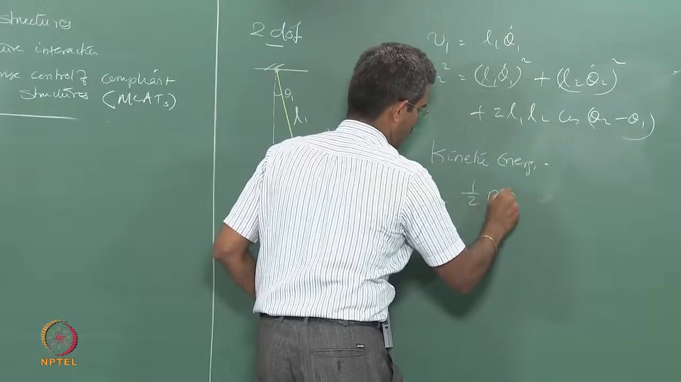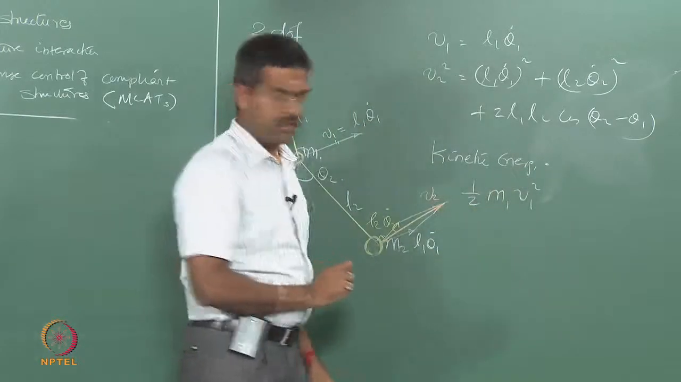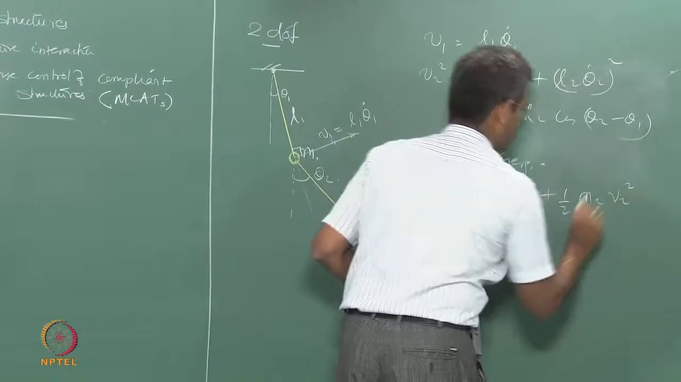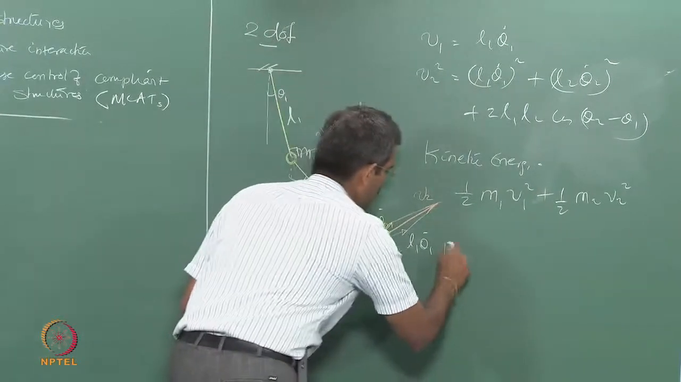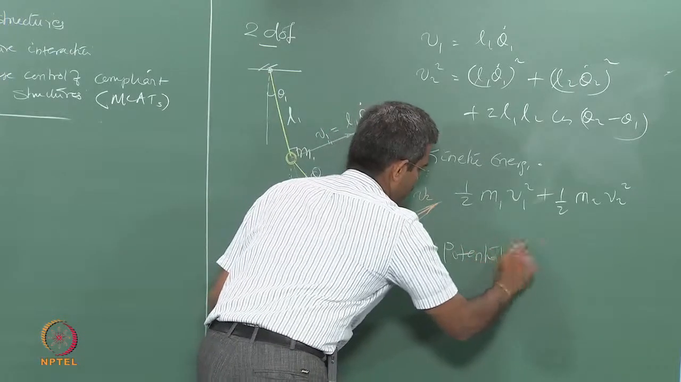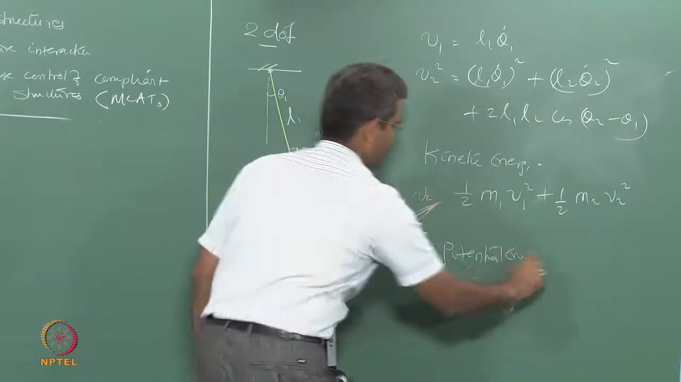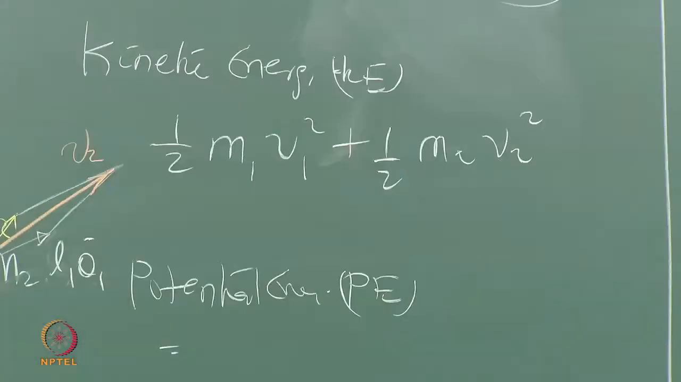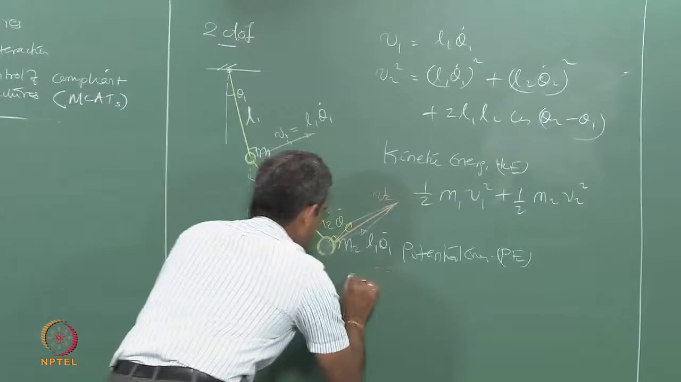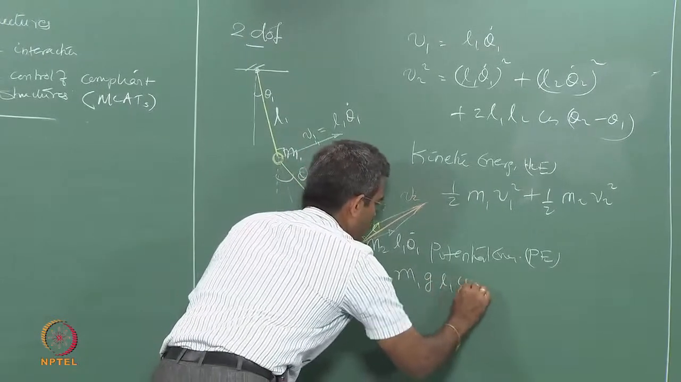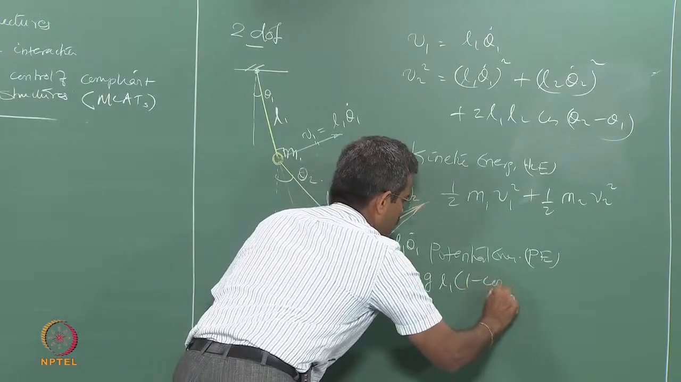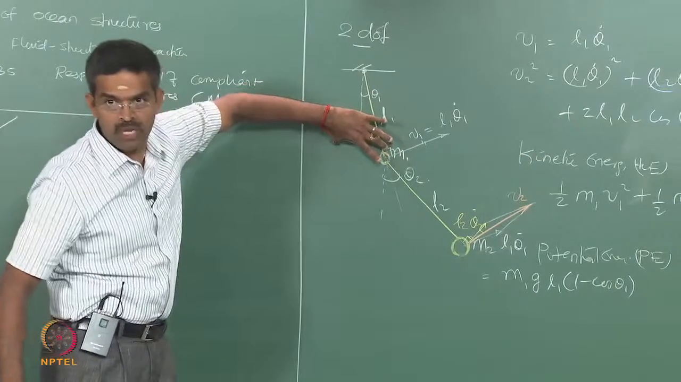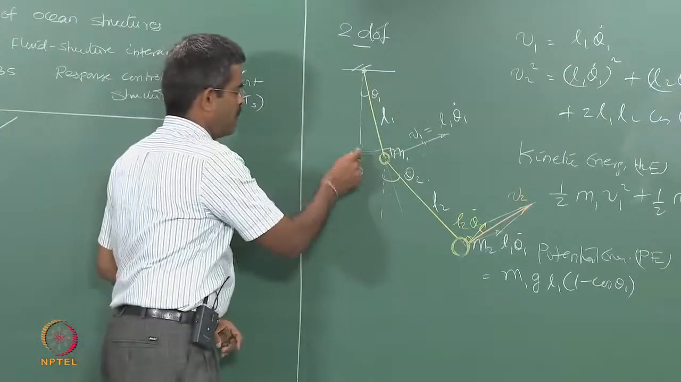is half m1 v1 square, that is the mass m1, plus half m2 v2 square, and the potential energy of the system, let us say PE, let us say KE, is m1 g L1 into 1 minus cos theta 1. We all know that because this is going to be L1, this is going to be L1 cos theta 1, the difference of these two, is it not?